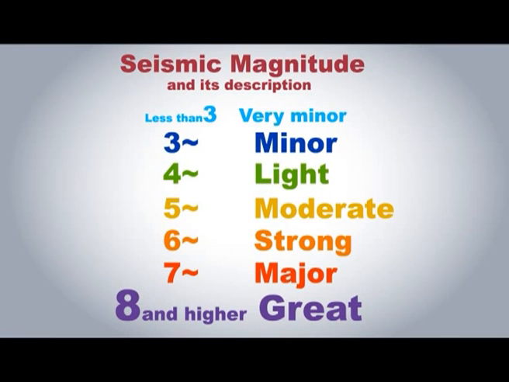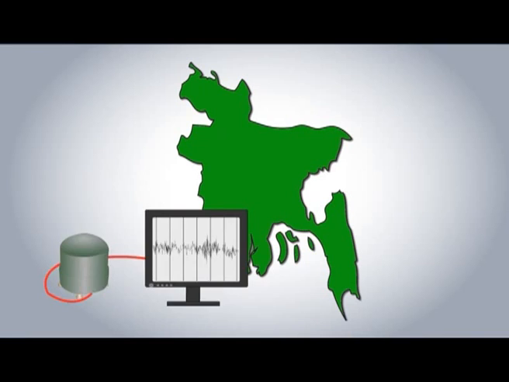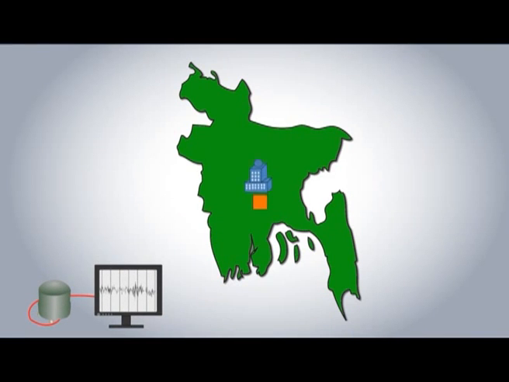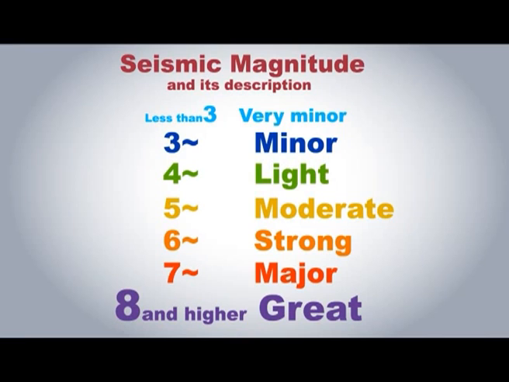As you can see here, this device is called a seismometer, which measures the intensity of earthquakes. The Bangladesh Meteorological Department is using these equipments to monitor earthquakes in and around our country, and then Richter scale is used to measure the intensity. If the earthquake is less than 3, it is called a very minor earthquake. The scale goes up to 3, minor, 4 is light, 5 moderate, 6 strong, 7 major, 8 or higher great.